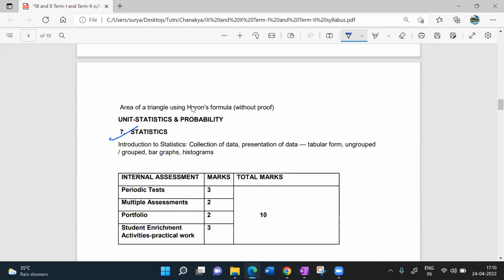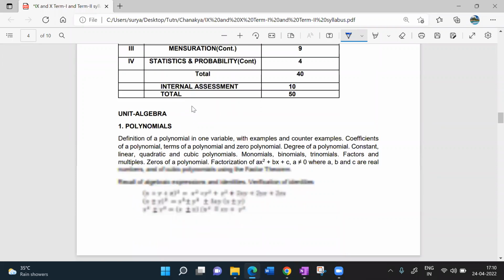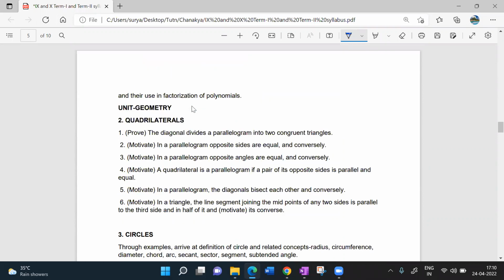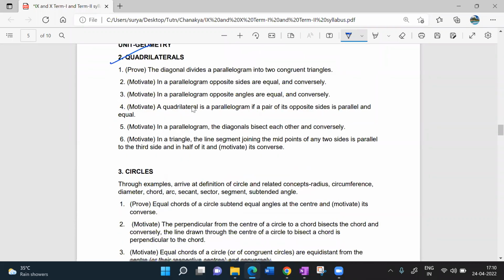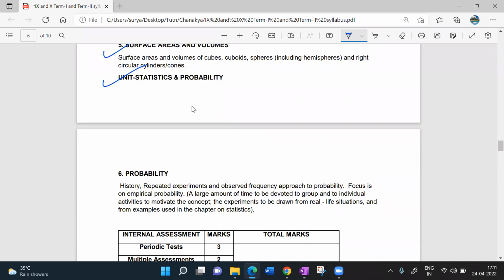Sir, but in the NCERT book, second they give polynomials. If you wait and let me talk, I'll talk. I know polynomials is given. Kindly, when I'm talking, please don't interrupt me. If you want me to start polynomials, I'll go with polynomials. Then quadrilaterals, circles, constructions, surface areas and volume, statistics and probability.